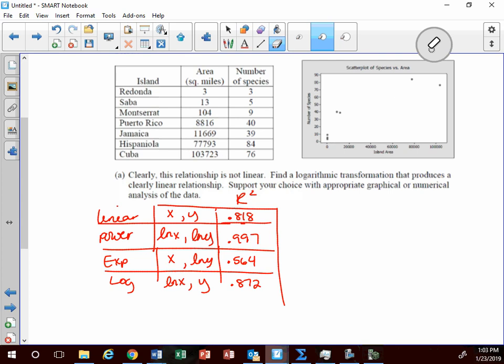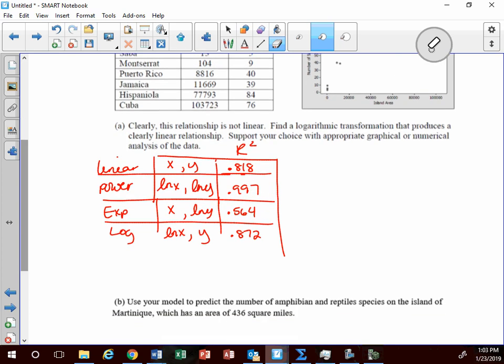Okay. All right. If you did not get those R-squared values, raise your hand so I can come and help you.